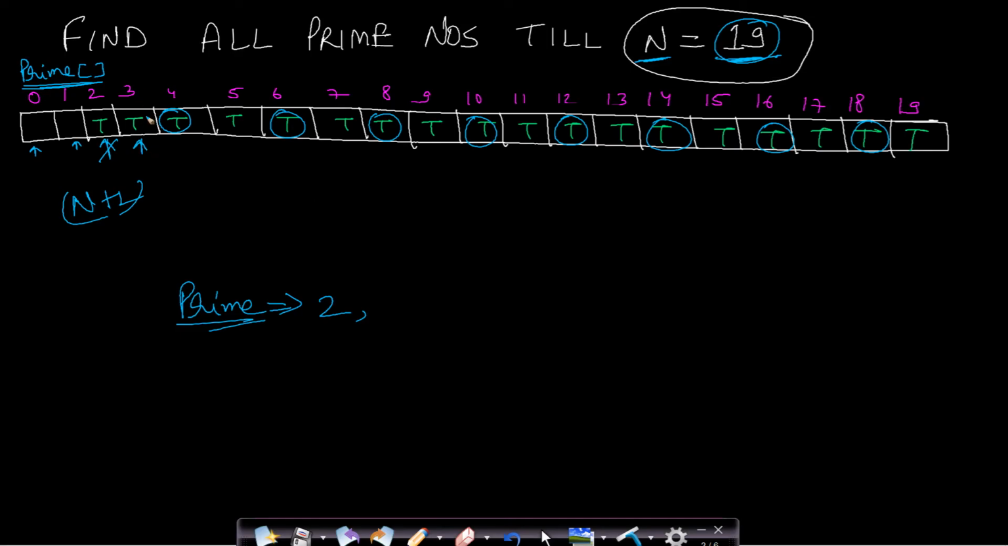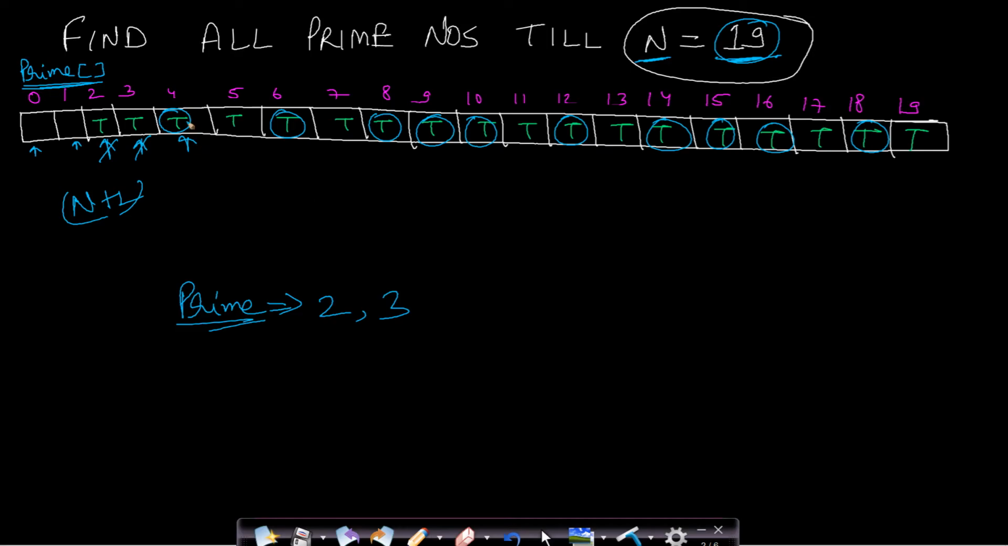You can see that 3 is also true. That means 3 is also a prime number. Now we will need to mark all the multiples of 3 as non-prime numbers. So the multiple of 3 is 6, already marked. 9. Then we have 12, already marked. 15. Then we have 18, already marked. Okay, now we move to 4.